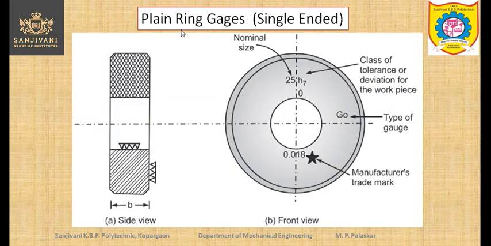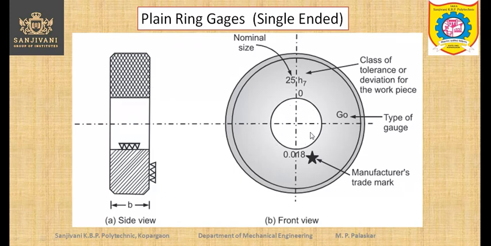Now we also have the ring gauges. So these are the single ended ring gauges. Ring gauges are used to check the shafts or the external dimensions, right? So here the go type of gauge is shown. So this is a ring gauge, and the shaft can be inserted inside this hole of the ring gauge if it lies within the limits. If the size of the shaft is less than the higher limit, then the shaft can enter inside this hole.